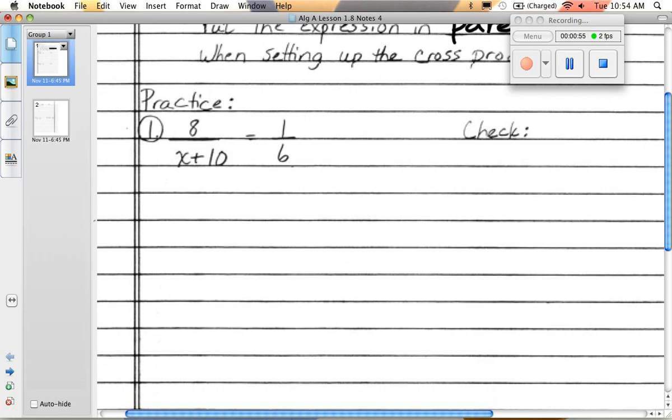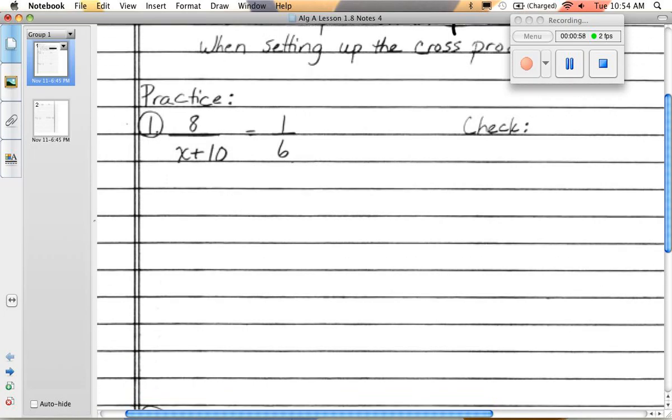So, in number 1, we're setting up our cross products, just like we solve any proportion, and if we have more than one term in one of our numerators or denominators, we make sure we put that in parentheses. So what could be one of our cross products? X plus 10, in parentheses, okay, because there's more than one term, times the 1, which is across from it, right? That denominator times the other numerator.